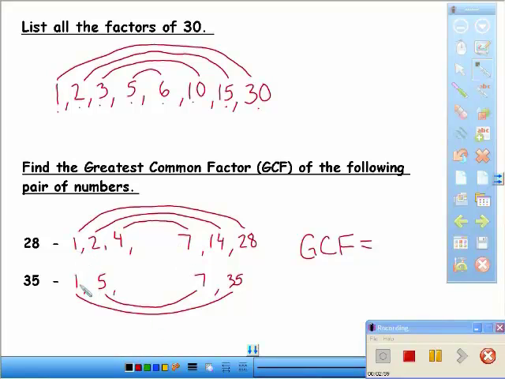Well, 1 is in both rows, so 1 is a common factor, but it's not the biggest number. The biggest number in both of these rows, you can see, is 7. So the GCF of 28 and 35 is 7. That is it for factors and greatest common factors.